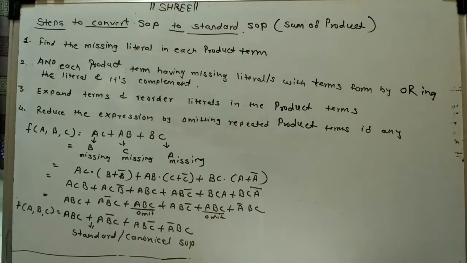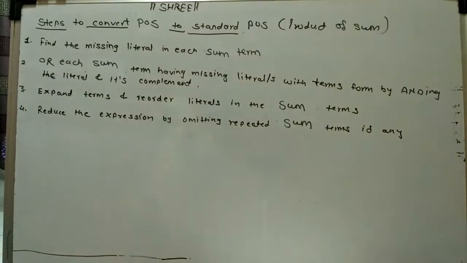So these are the simple steps. Now we'll go for the steps to convert the product of sum expression into a standard one. So these are the different steps to convert POS to standard POS. The first step is again to find the missing literal in each sum term. Then OR each sum term having a missing literal with the term formed by ANDing the literal and its complement. Again expand the term using distributive law and reorder the literals in the sum terms, and finally reduce the expression by omitting the repeated sum terms if any.